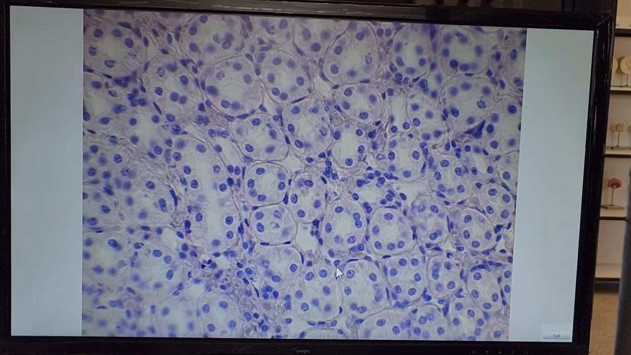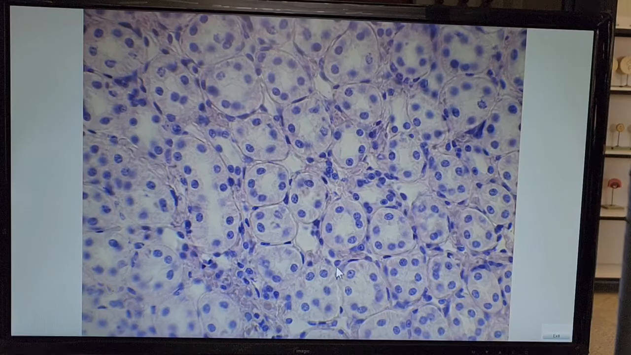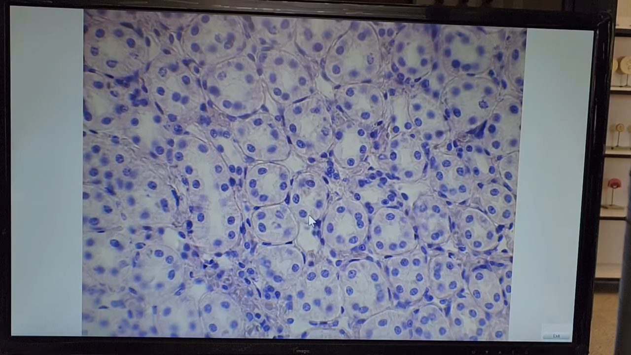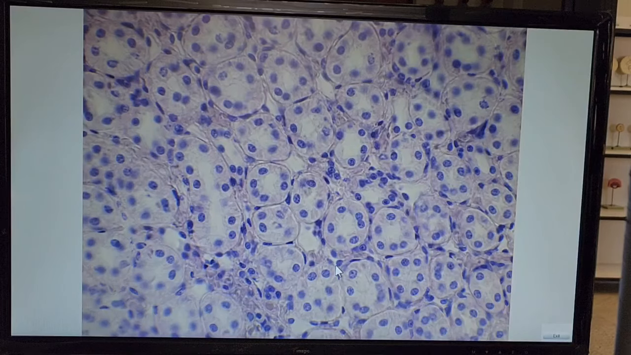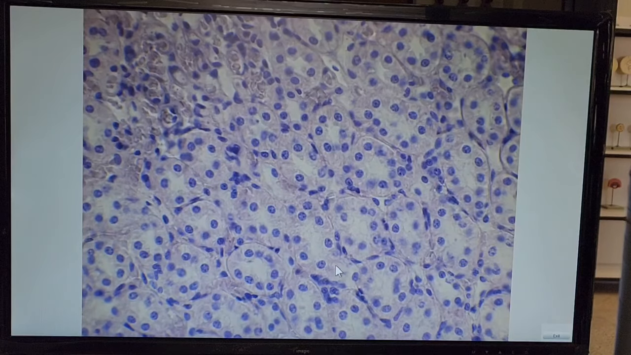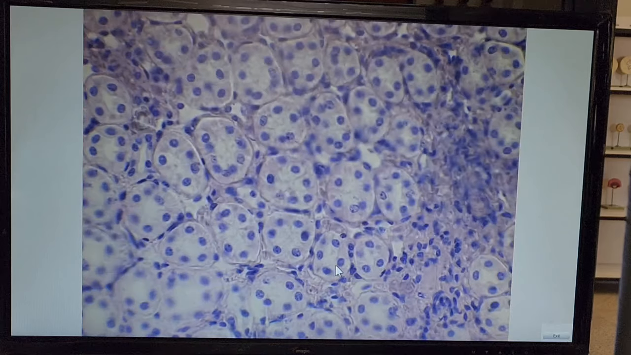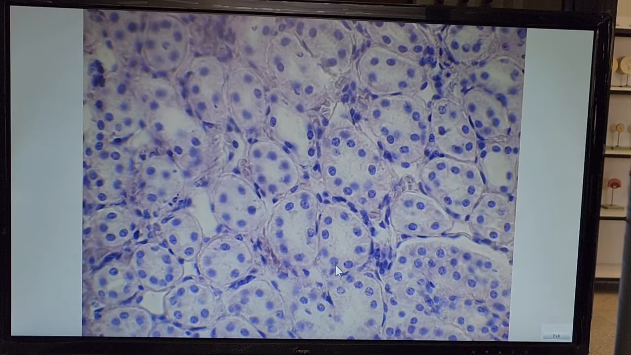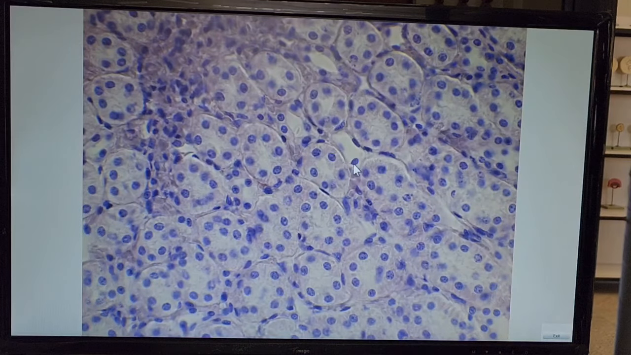At the tip of the pointer, we can see the thin segment or thin limb of the loop of Henle, lined with simple squamous epithelium. This is the thin segment or thin limb, and this is the thick segment, simple cuboidal epithelium, and this is simple squamous epithelium. This is the thin segment and this is the thick segment.